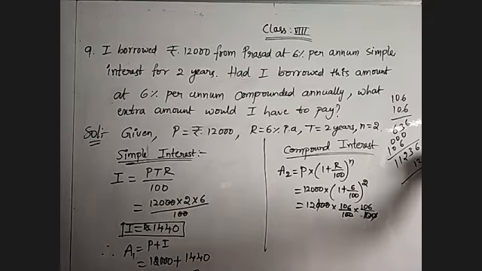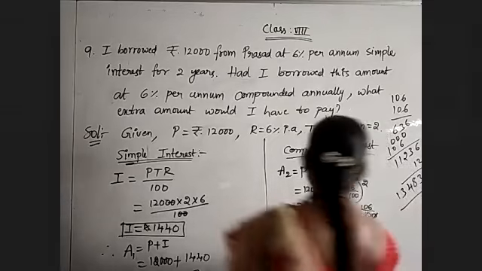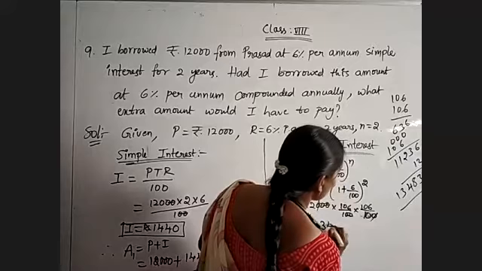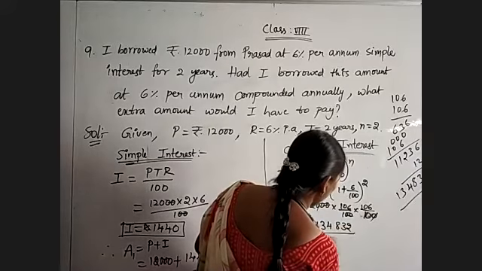12 6s are 72. 12 3s is 36. 36 plus 7 is 43. 12 2s is 24. 24 plus 4 is 28. 12 1s is 12. 12 plus 2 is 14. 12 1s is 12. 12 plus 1 is 13. And divided by 10 is there, so before 1 digit you will get the point. That is 1,34,832 by 10 we got.